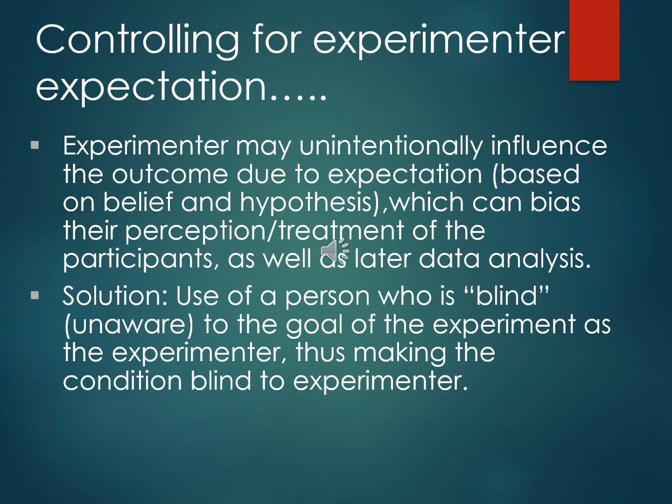Finally, the experimenter has a hypothesis and an expectation of what the outcome of an experiment should be. That may actually influence the outcome of the experiment even though you don't want it to. So it's an unintended influence. In order to reduce the unintended influence, the solution is often to create a double-blind study, where the experimenter is not aware of which participant is assigned to the control and which participant is assigned to the experimental condition.